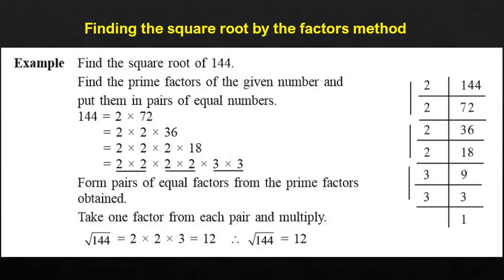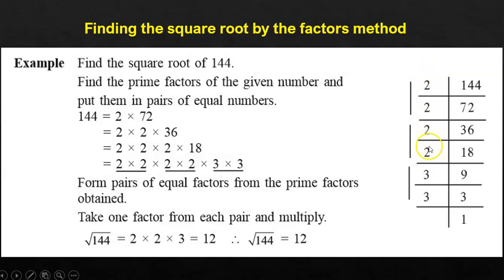Now finding the square root by factors method. When these are small numbers, we can easily come to know the square root. But if it's a big number like this, such numbers are a little difficult. So there is a way to find square root of big numbers, and that way is the prime factorization method. So first, when we get a number, we find its prime factors by prime factorization method.